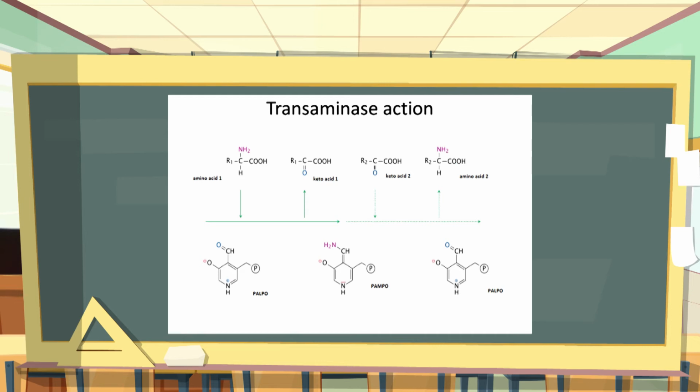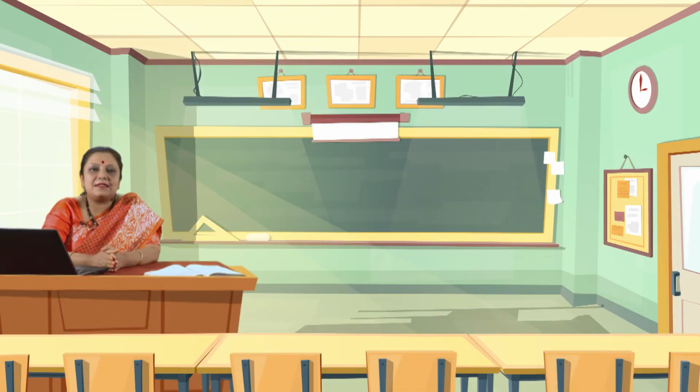And the pyridoxamine phosphate, which was actually formed from the pyridoxal phosphate, once again goes back to its original state. So ultimately the enzyme regains its own structure, because pyridoxal phosphate is the coenzyme part of the enzyme.